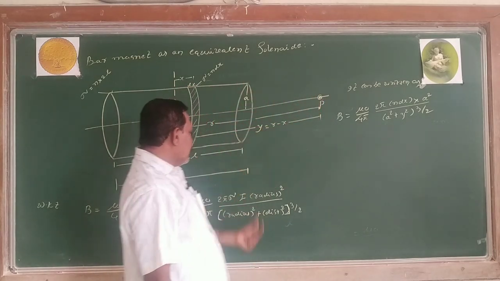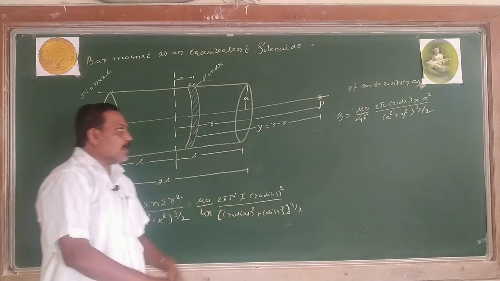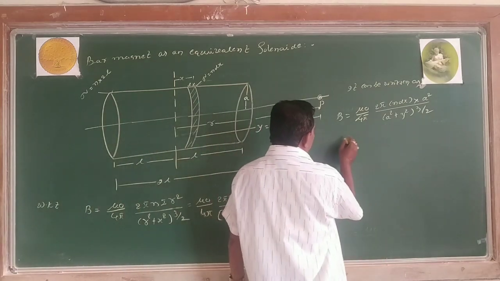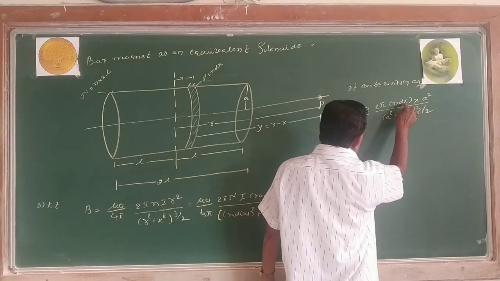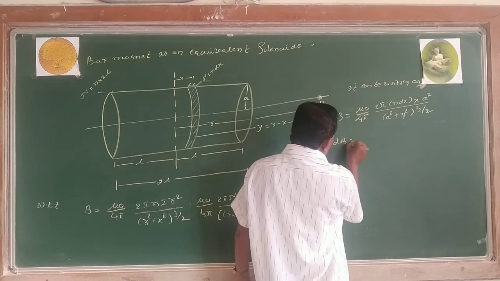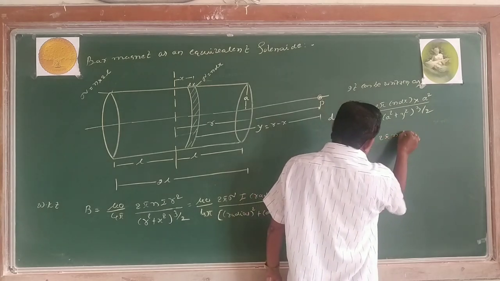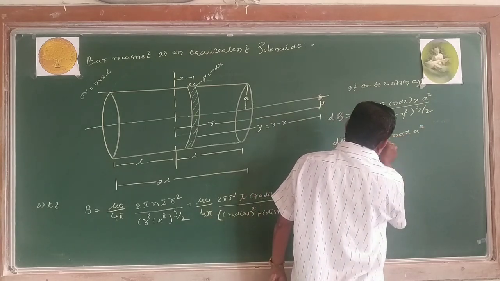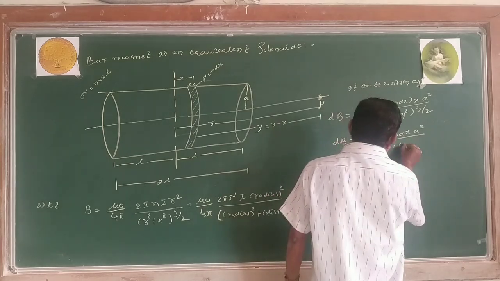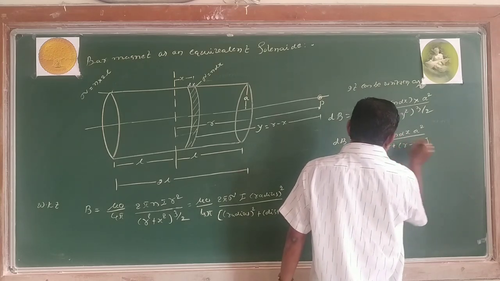Y. Write this equation neatly. Then shall I substitute y equals r minus x? So whenever we come across dx, this is nothing but dB. So dB equals mu naught divided by 4 pi, 2 pi n dx a square, plus y equals r minus x whole square to the power 3 by 2, as it is. Have a look once.